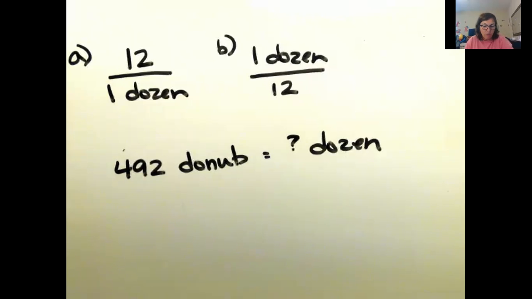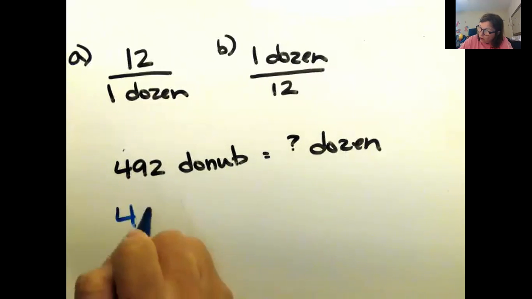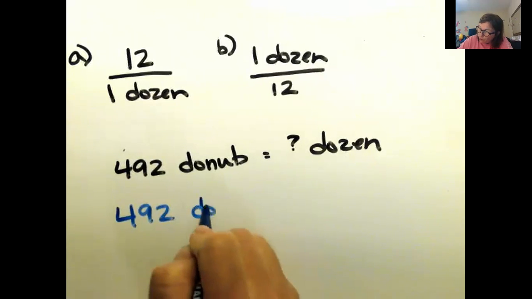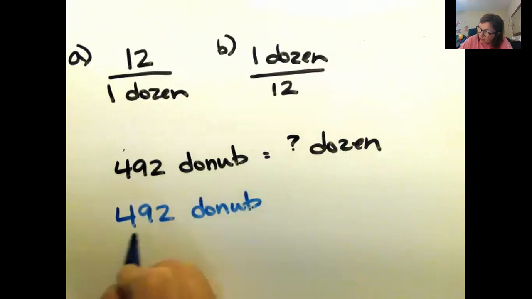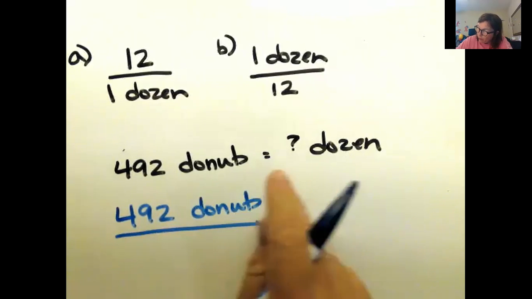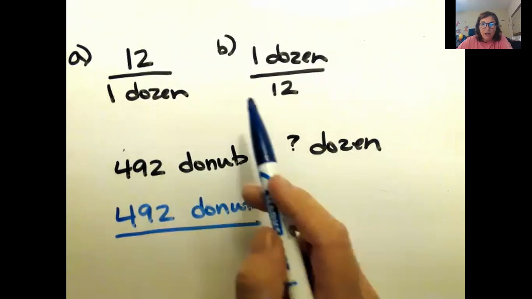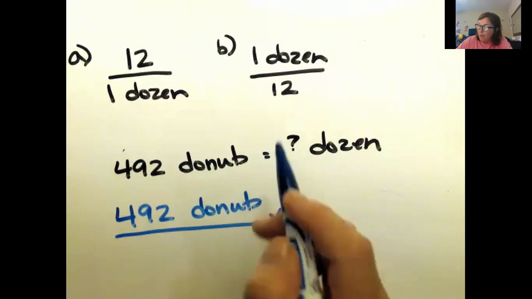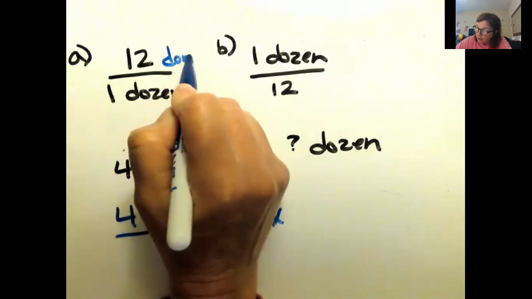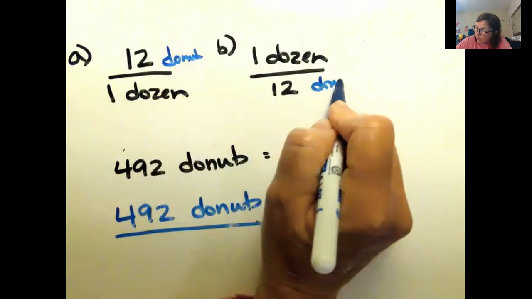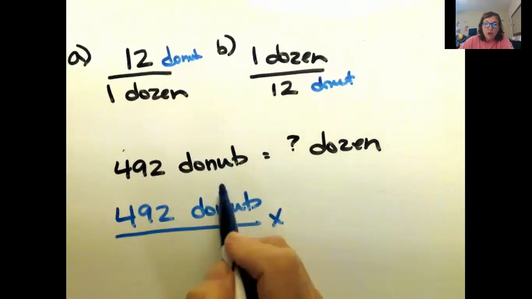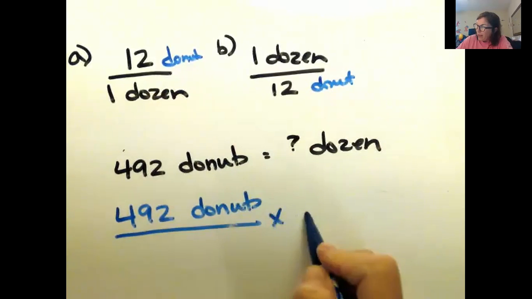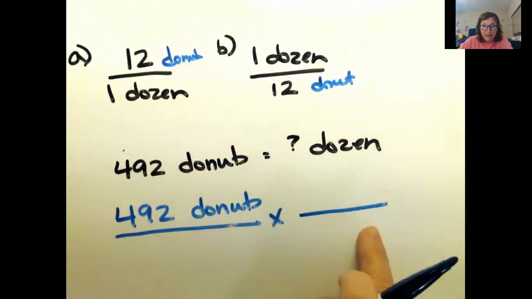Okay, so let's look at it. Write down your given. Here's my given: 492 donuts. Line. I want to multiply it by something. Well, am I going to use A or B? If donuts is on top, and I'm sorry, let's make these donuts here. Donuts. So donuts is on top. What has to go on bottom on this side? Well, of course, the donut.